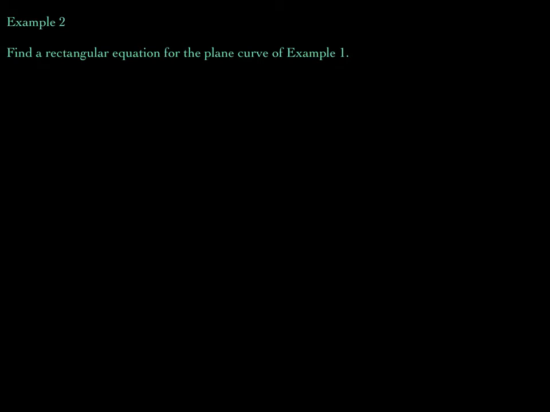Now, example 2: find a rectangular equation for the plane curve that we just finished graphing. Let me remind you of what the parametric equations are for example 1. x is equal to t squared and y is equal to 2t plus 3. What we want to get is a rectangular equation, an equation that we are familiar with, that represents that parabola that was opening sideways.